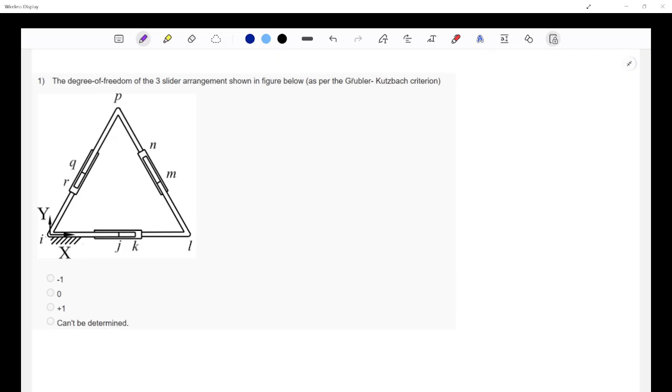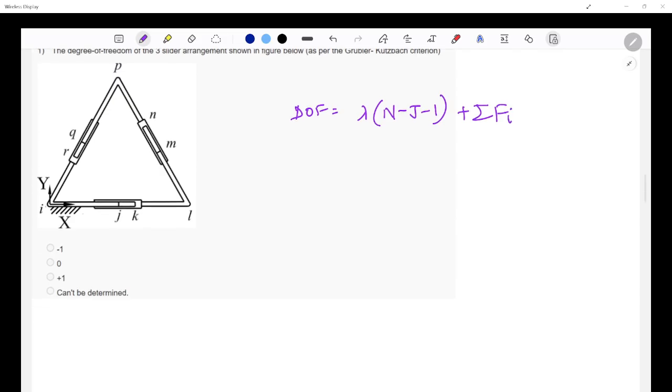So the degree of freedom of the three slider arrangement shown in the figure below, as per the Grubler-Kutzbach criterion. Okay, we want the degrees of freedom. So what do we use? We'll use degree of freedom is lambda into n minus j minus 1 plus sigma fi. Okay, since this is a planar mechanism, lambda is equal to 3.